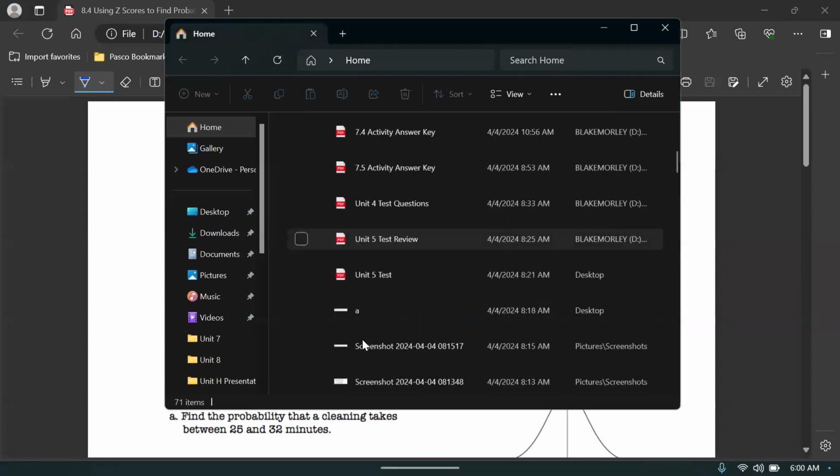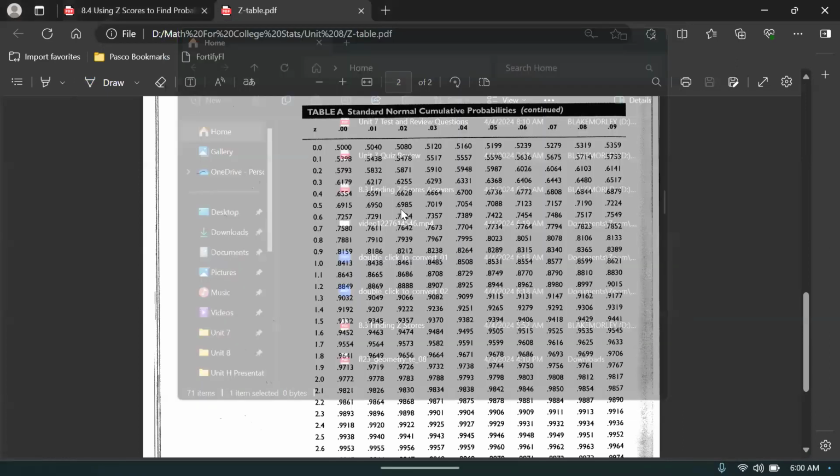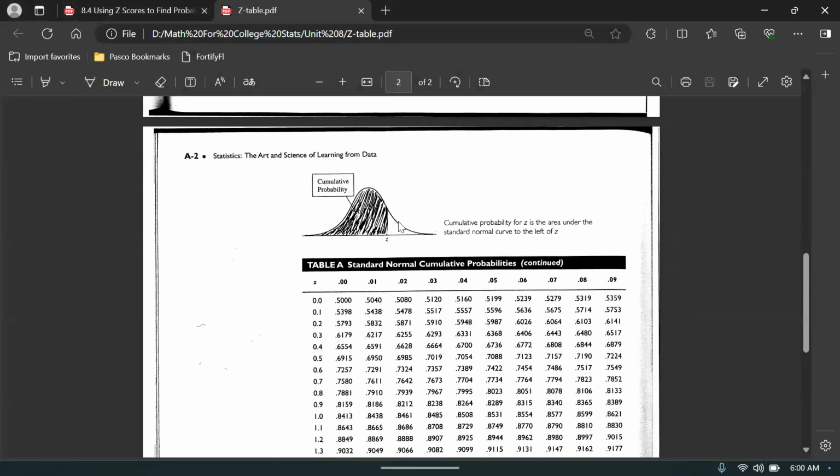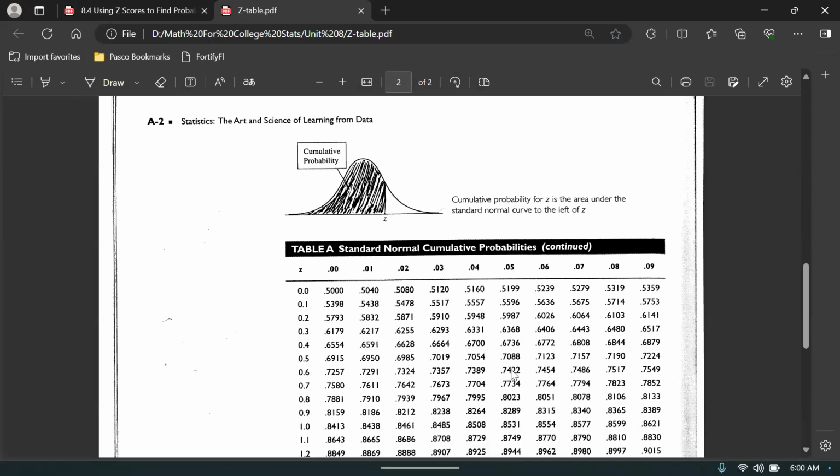So this is our z-score table. This is what has all the probabilities that somebody's already done all the calculus for to find. So the z-score at, let's say, 0.65 is 0.7422, which means the area under the curve from 0.65 and to the left would be 0.7422, or 74.22% of the area. So that's the idea.